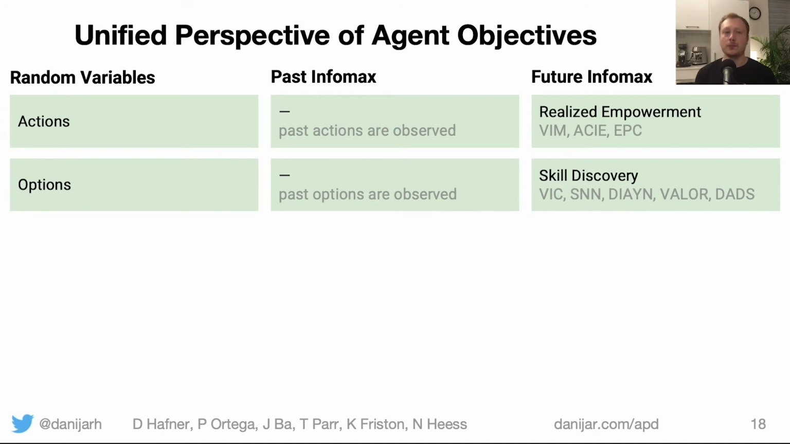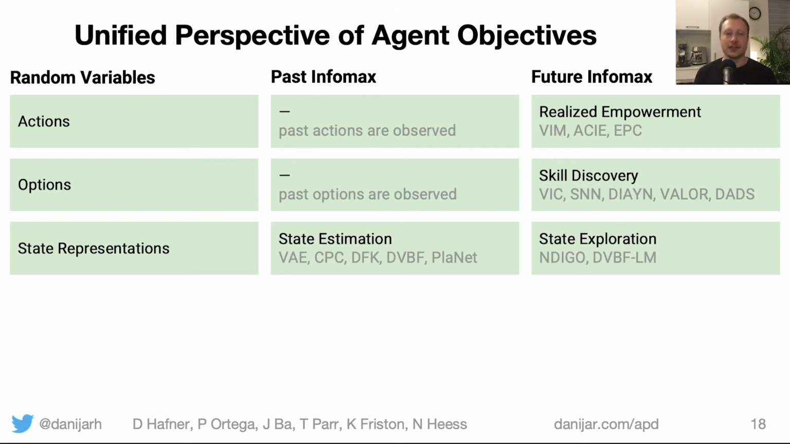Temporally abstract options have the same situation for past time steps, so there is no past Infomax term. But for future time steps, they lead to skill discovery or option discovery algorithms, such as variational intrinsic control, diversity is all you need, and so on.